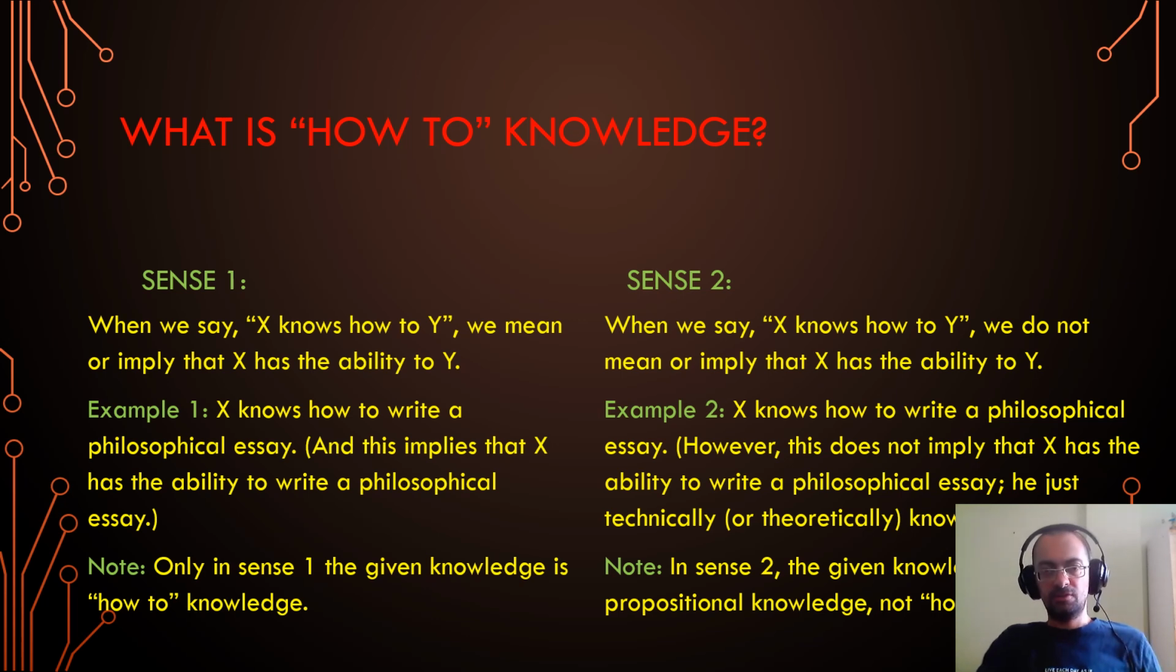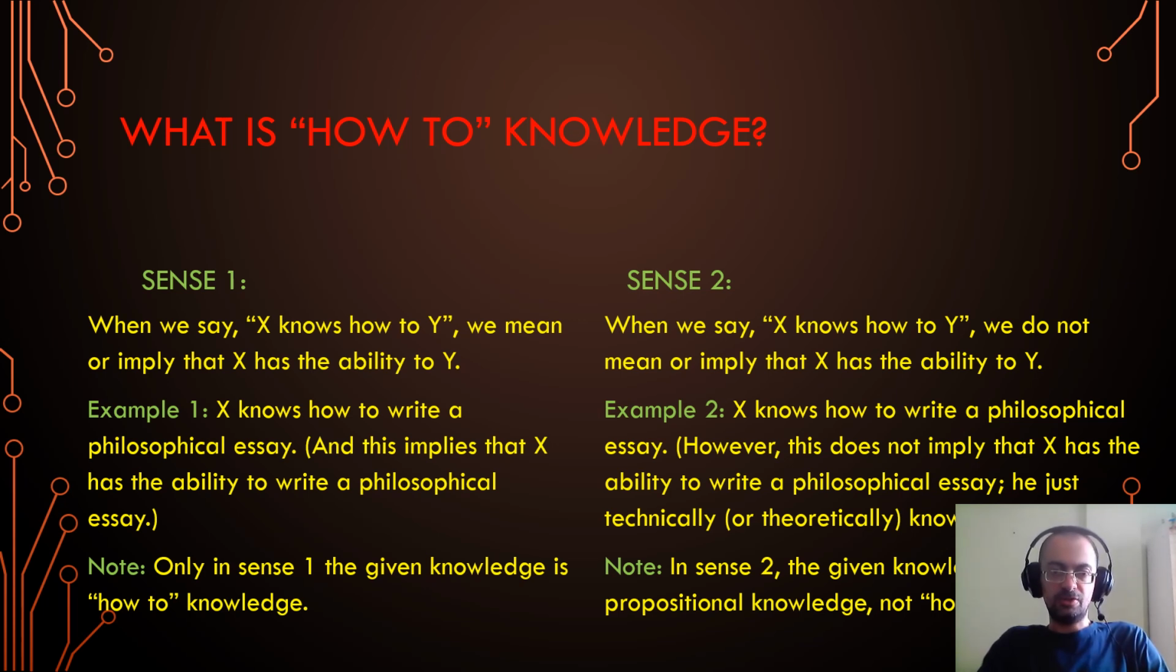And our last kind of knowledge, what is how-to knowledge? We can use the word combination "how to" in two senses. Sense 1. When we say X knows how to Y, we mean or imply that X has the ability to Y. Example 1. X knows how to write a philosophical essay. And this implies that X has the ability to write a philosophical essay.